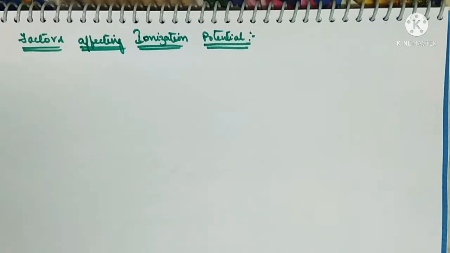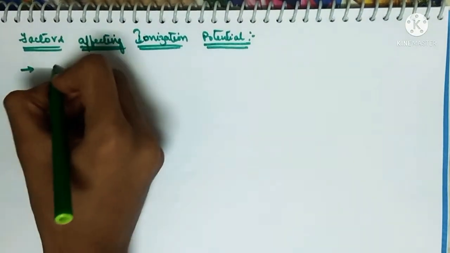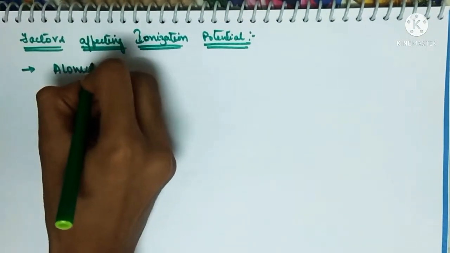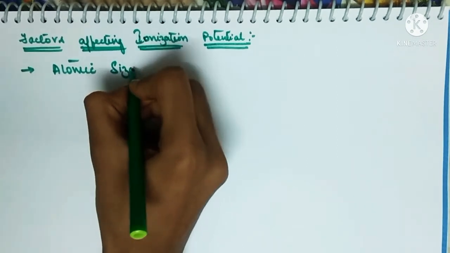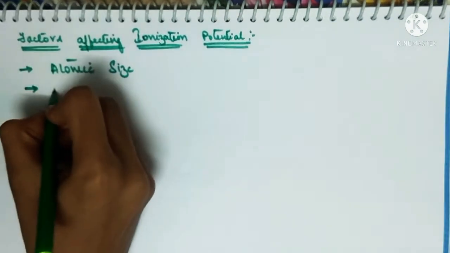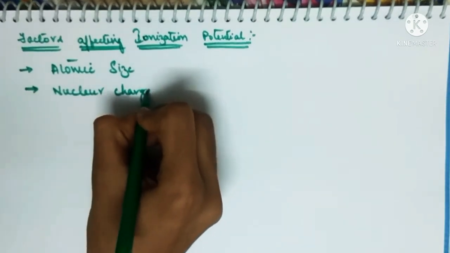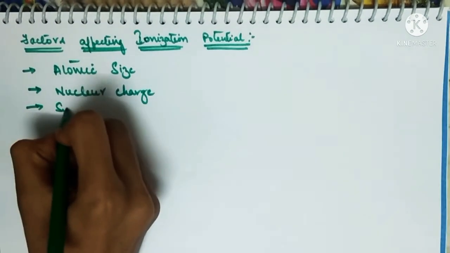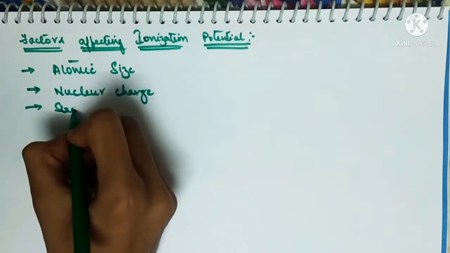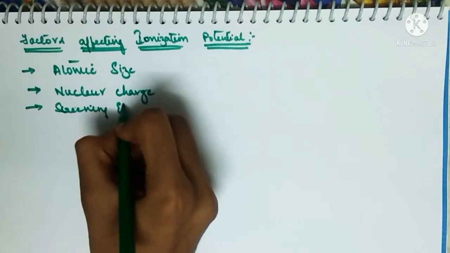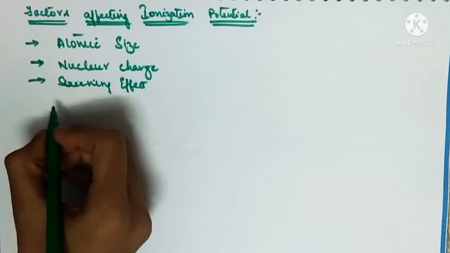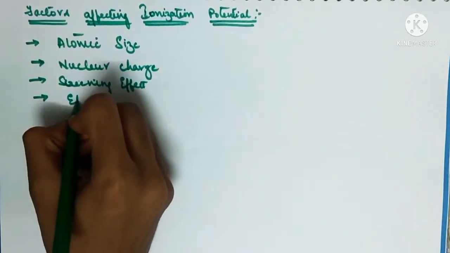The next topic is factors affecting the ionization energy. And the first factor is atomic size. Next one is nuclear charge, screening effect, and the last one is electronic configuration.